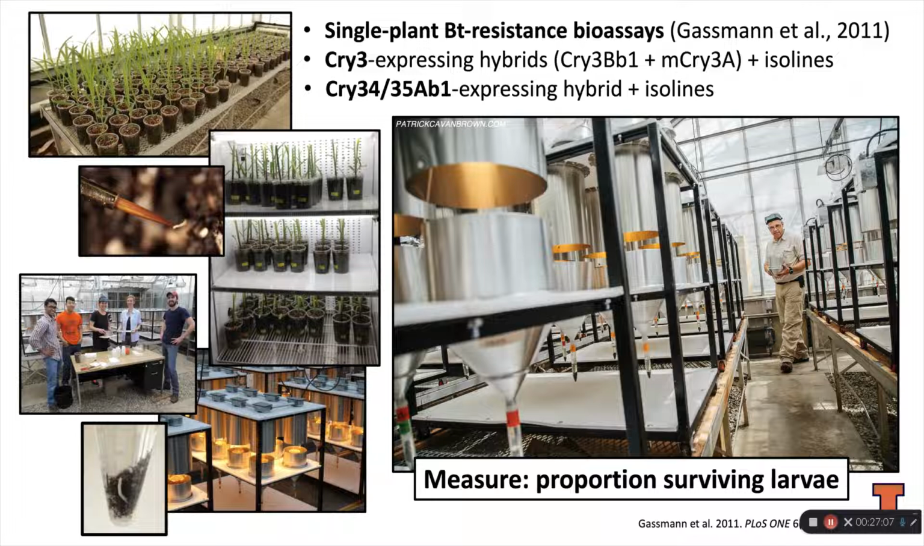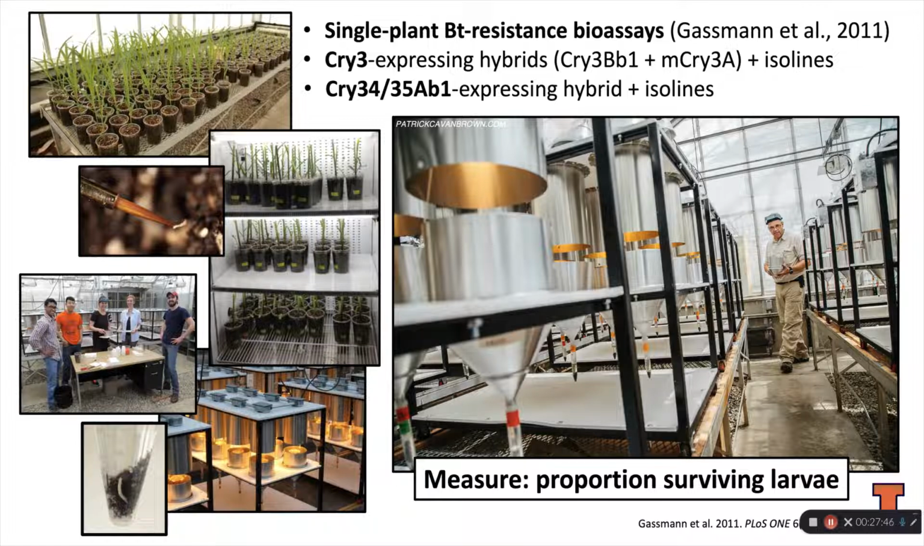So how do we monitor and measure resistance in a population? Well, we do this using a bioassay that was developed by the Gassman lab. It's really quite simple. It's a single plant Bt resistance bioassay. What we do is we grow corn plants from various Bt hybrids and their non-Bt isolines. These plants are grown in the greenhouse until they reach an appropriate size, and then they are inoculated with individual rootworm larvae, and I put 10 larvae in each one of the cups of Bt or non-Bt corn.